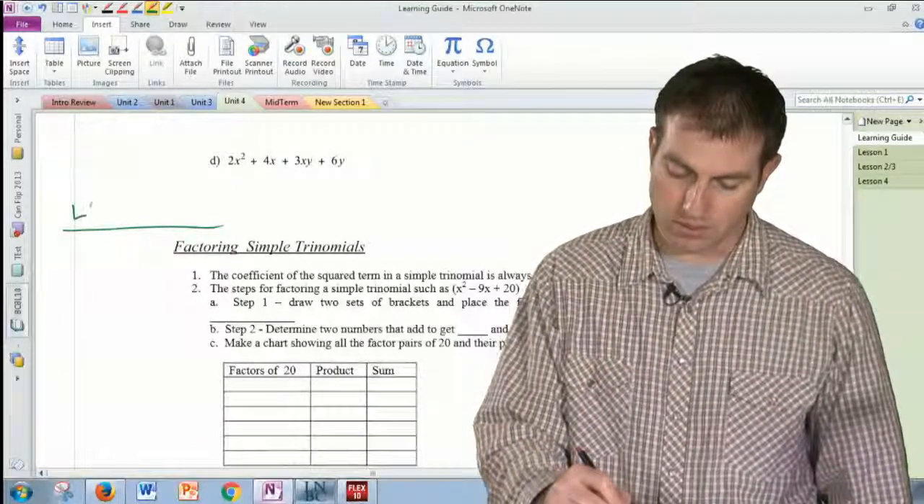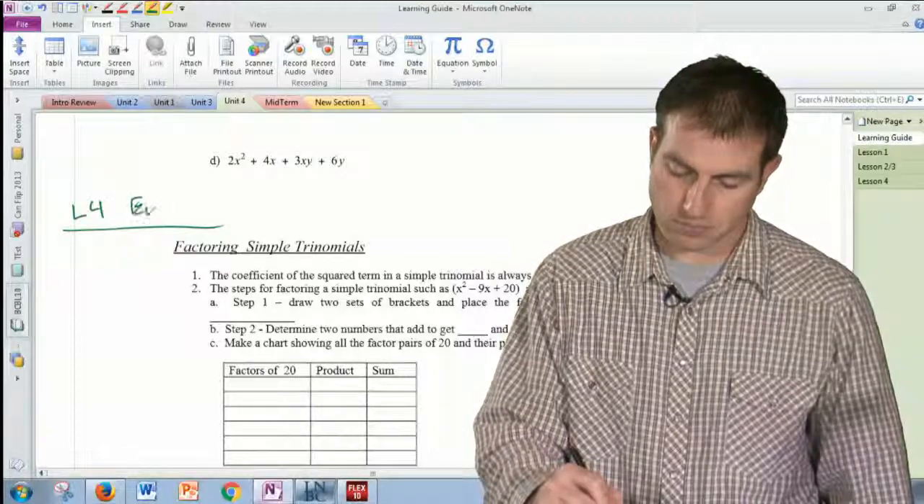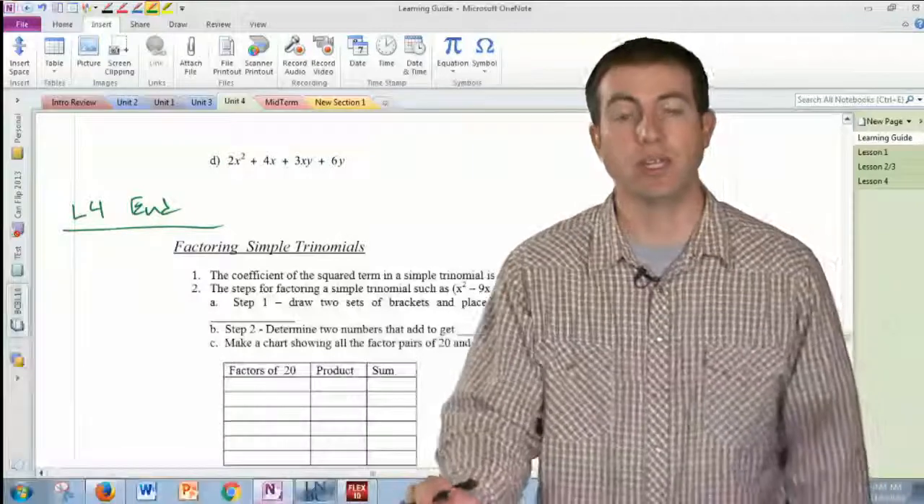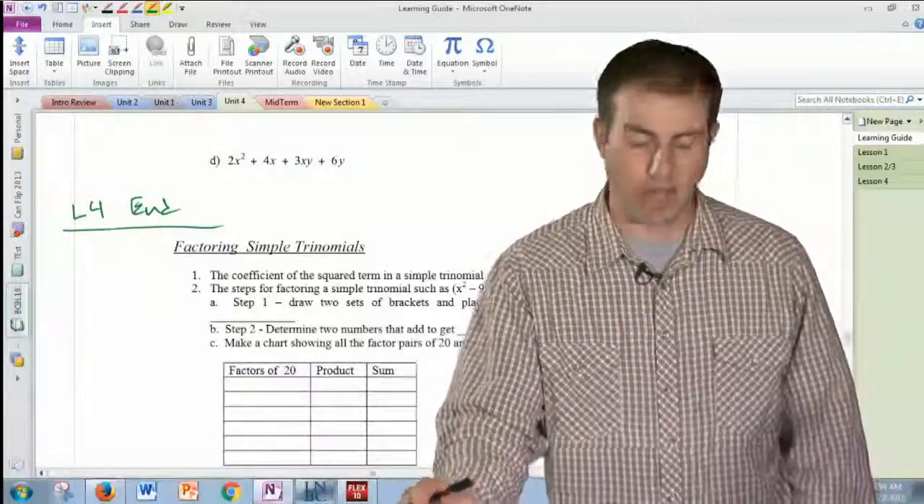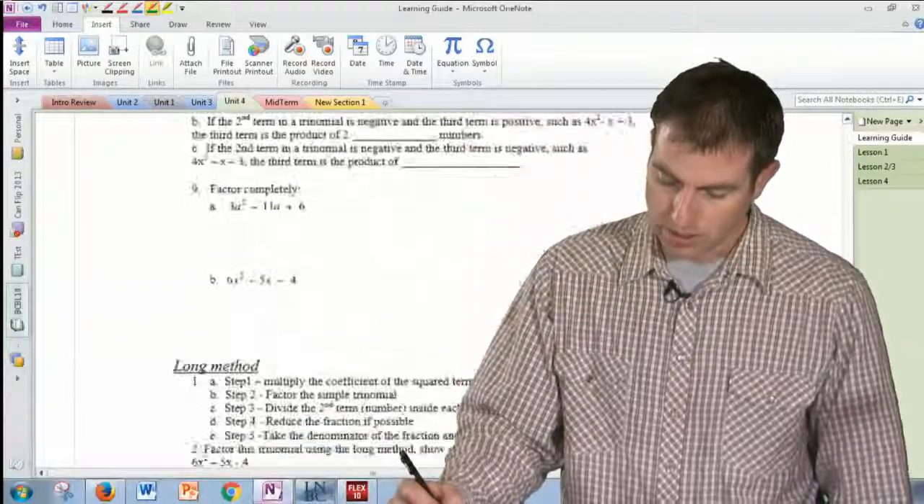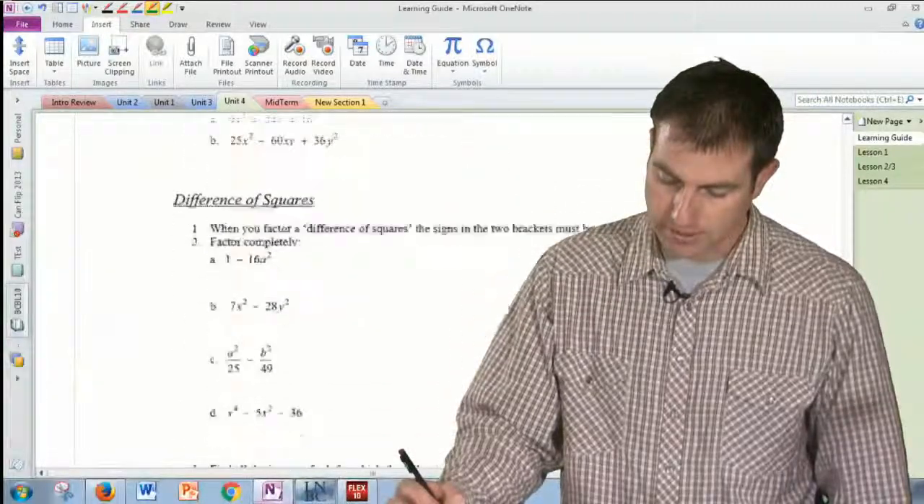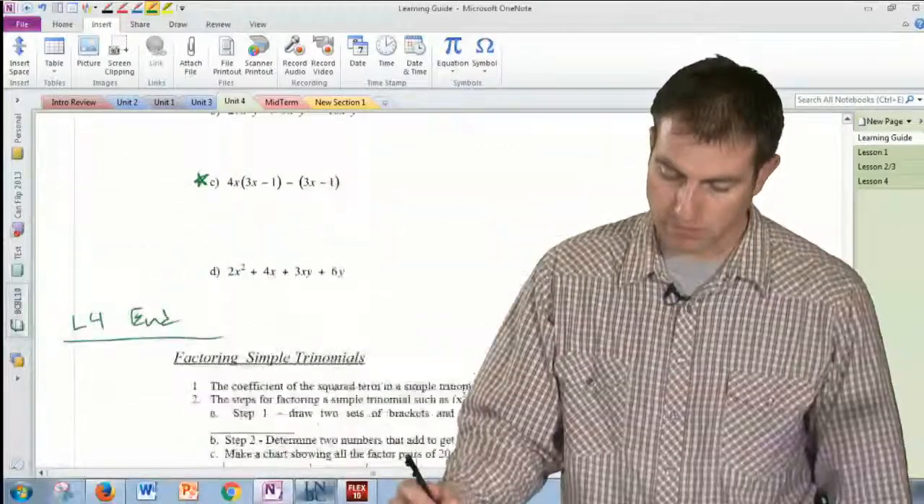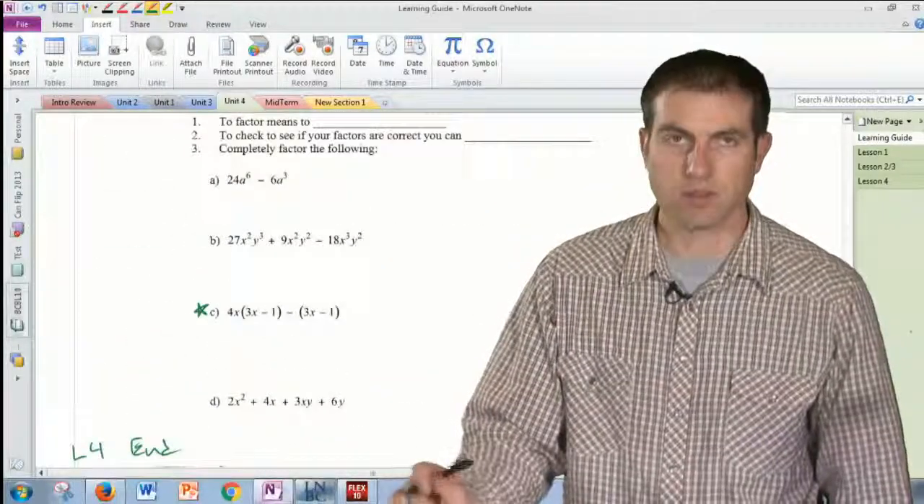So this is the end of lesson 4 here, just before factoring simple trinomials. So you should be able to do everything up to that point. Factoring simple trinomials is the last little bit here. It gets a little bit more complicated, but really we only have a couple lessons left. I think there's maybe 2 lessons left.